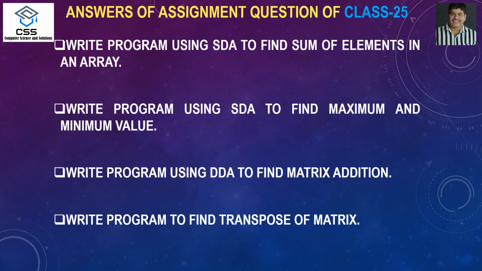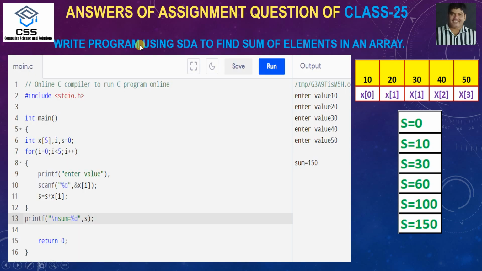The 4 questions given related to array are: to find out the sum of elements in an array, to find out the maximum and minimum value among the array, find out the matrix addition, and find out the transpose of a matrix. First question: find out the sum of elements in an array.